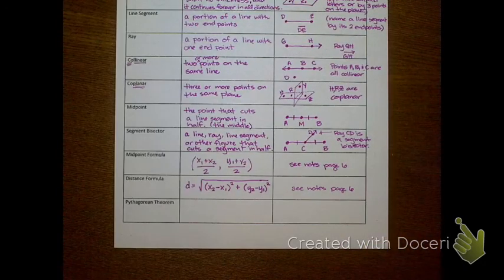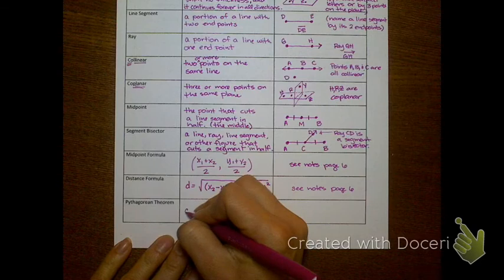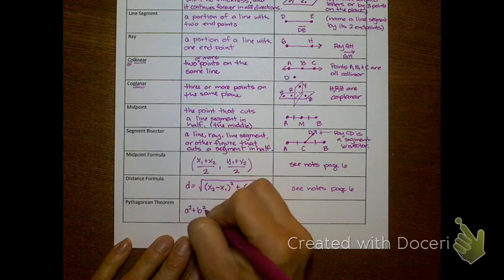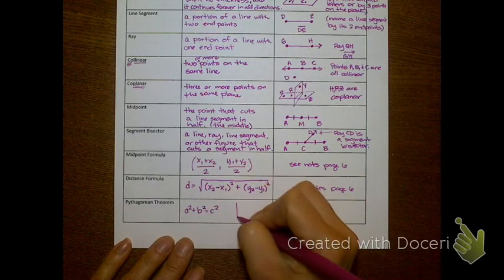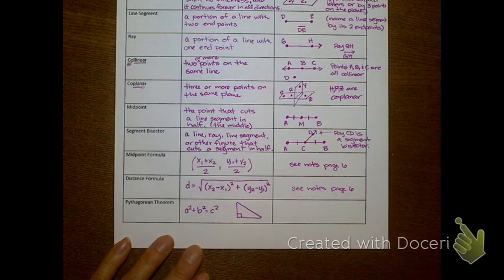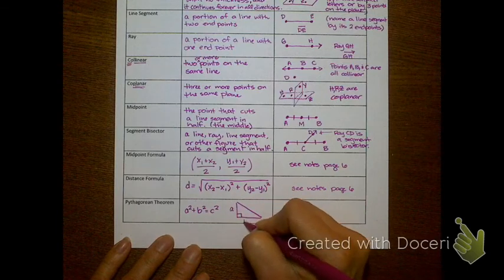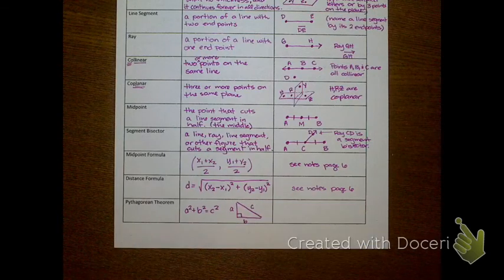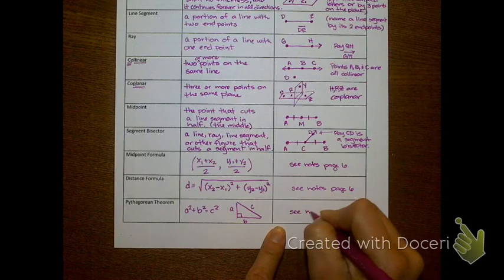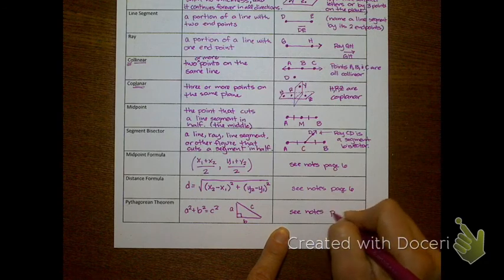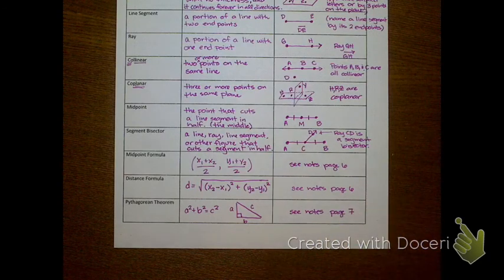Now last, you guys learned about the Pythagorean theorem, right? What's the formula for the Pythagorean theorem? a squared plus b squared equals c squared. What kind of triangle does this work with? Only with right triangles with a 90-degree angle, right? At least one 90-degree angle. And the side across from the 90-degree angle is the hypotenuse, which is the c. For examples, you're going to write: see notes on page what? Page 7. Once you've got this front part filled out, go ahead and flip over.